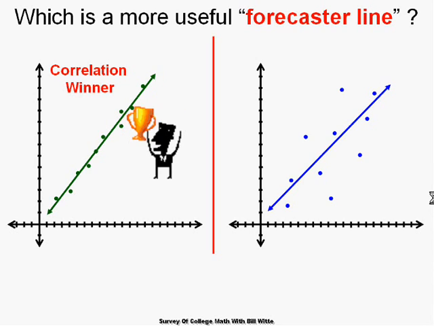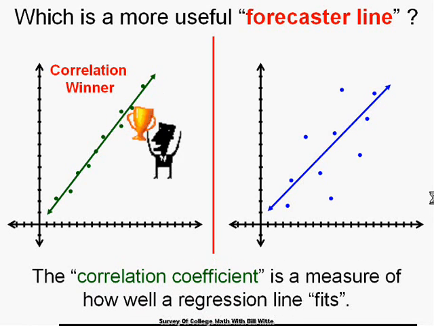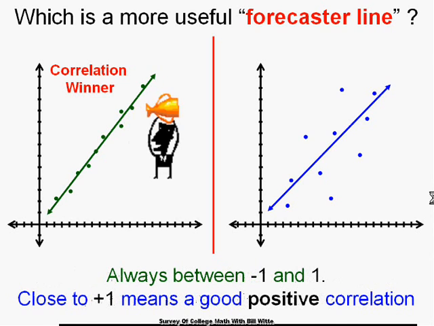Some lines are going to be predictors, but they're not going to be very good predictors. Correlation is a measurement of how good a predictor it is. Not just that, it tells how well it fits. The number they give you for the correlation, the R, is always going to be between the numbers -1 and 1. If it's close to 1, that means it's a good positive correlation.